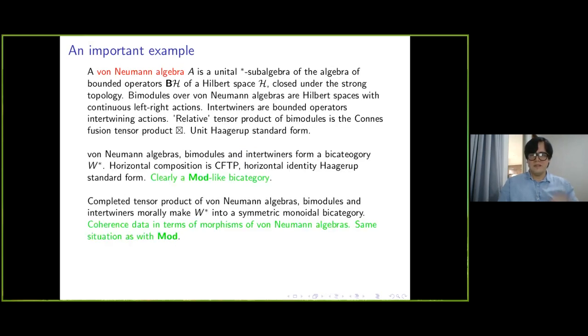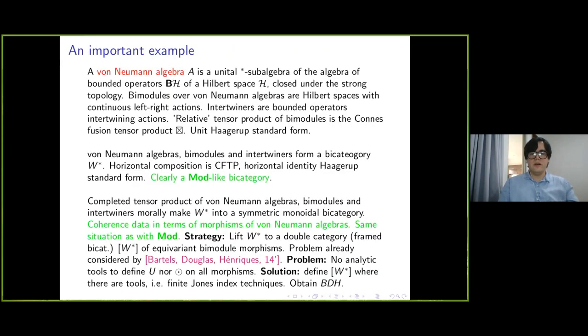So I'll just breeze through this. Here, Bartels, Douglas, and Henriques do define a double category of von Neumann algebras, but not of all von Neumann algebras, just a smaller class where techniques in von Neumann algebras actually do work. These are called semi-simple, and vertical morphisms are finite Jones index morphisms. I called this BDH, by Bartels, Douglas, and Henriques. The details here are not that important. So you just have this bicategory, correct notion of morphisms, tensor product, or symmetric monoidal structure.